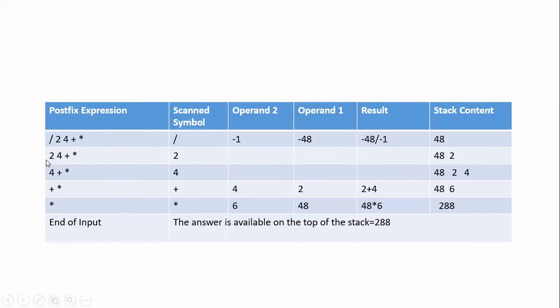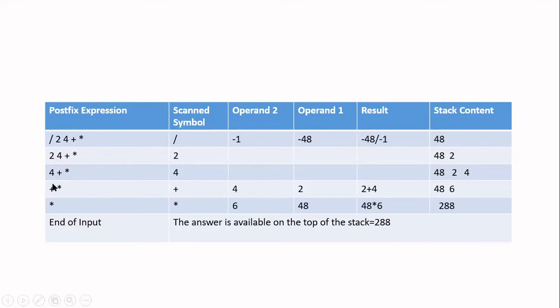The next symbol is 2. 2 is an operand, so push it onto the stack. Currently, the stack has 48. Push 2 on top of 48. Then scan the next symbol. It is 4. It is again an operand. Push it onto the stack. So we now have 4 placed over 2.